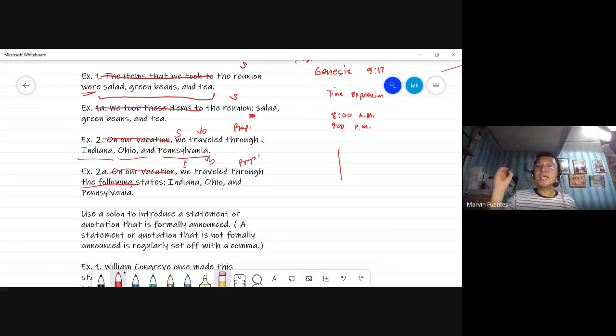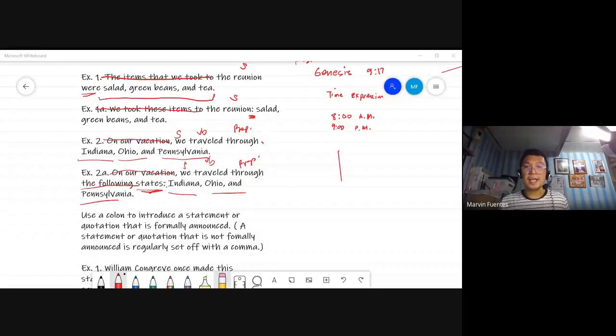And then, since the writer of this specific sentence wants it to be clear, nilagyan niya ng noun na "states." That's the time nilagyan niya ng colon to enumerate the states. Okay? As simple as that.